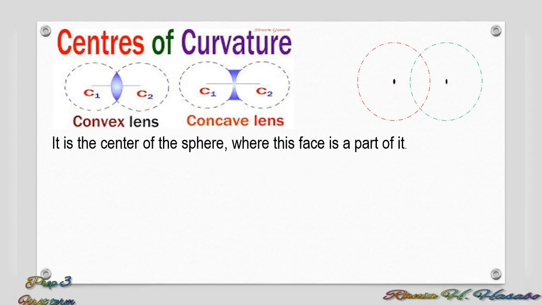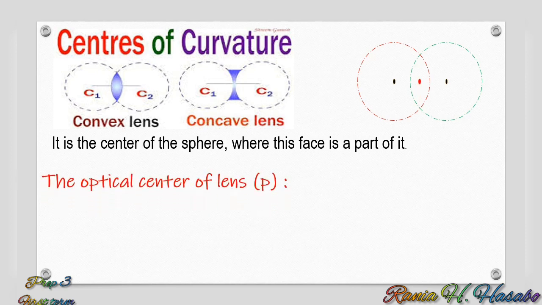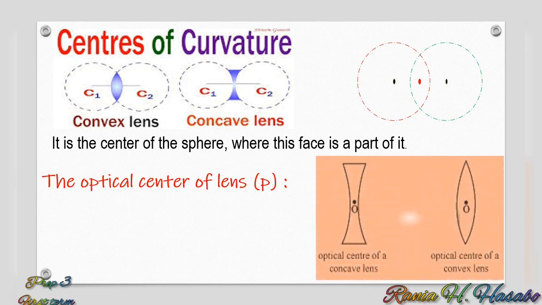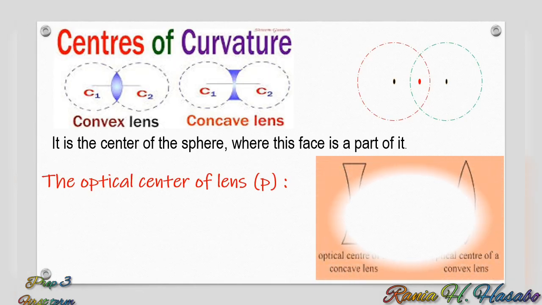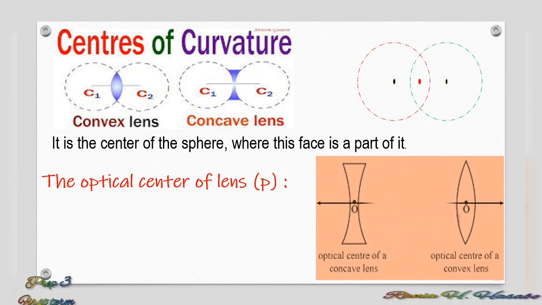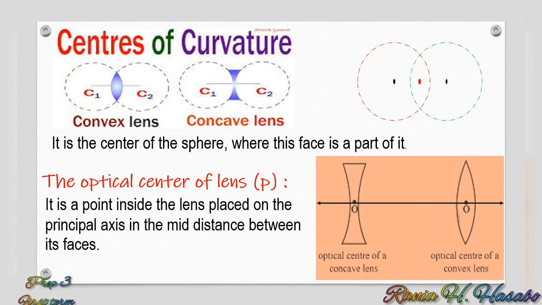And we have a very important point which is called the optical center of the lens. It is the point inside the lens, placed on the principal axis, at the mid distance between the two faces.